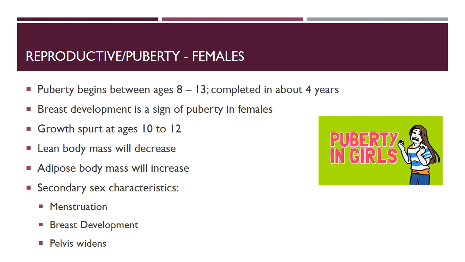They'll have growth spurts a little earlier than males, so they're going to be about 10 to 12 years of age when they have their growth spurt. Lean body mass will decrease, adipose body mass will increase. So remember, in boys, adipose decreases and lean body mass increases, whereas girls are opposite. Lean body mass will decrease and adipose body mass will increase because the body is starting to prepare for childbearing age. They need a little bit more fat to help support that. And then the secondary sex characteristics, they're going to have menstruation, breast development, and then their pelvis starts to widen.